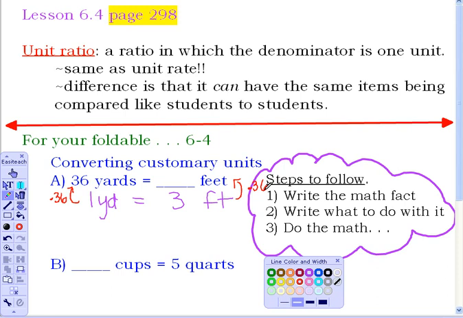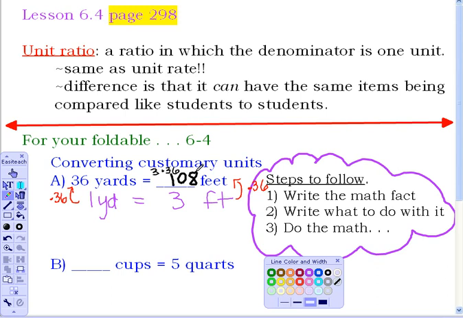So our math now for step 3, do the math. We have to do the 3 times 36. So when we do 3 times 36, we get 108. So 36 yards is the same as 108 feet.